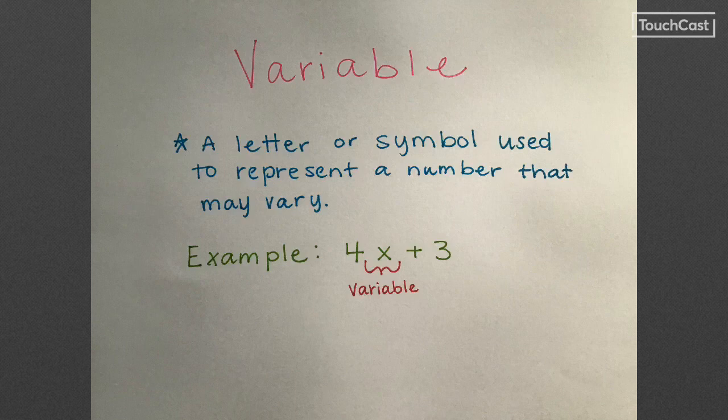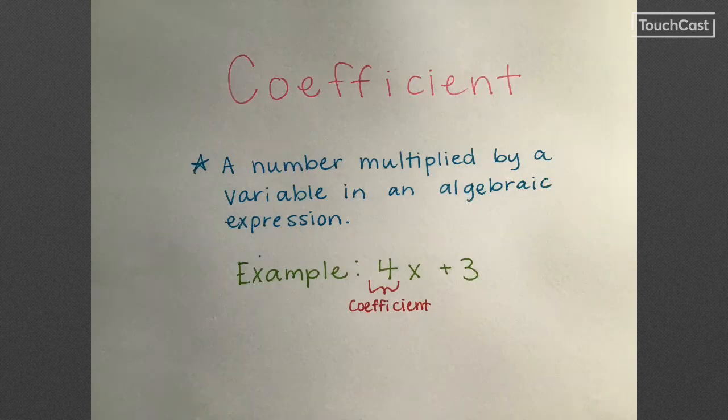A variable is a letter or symbol used to represent a number that may vary. In the example problem 4x plus 3, x is the variable. A coefficient is the number multiplied by a variable in an algebraic expression. So in 4x plus 3, the 4 is multiplied by the x, so the 4 is the coefficient.